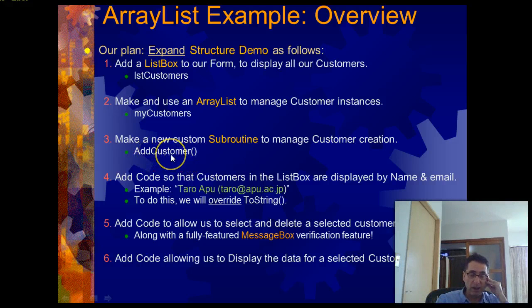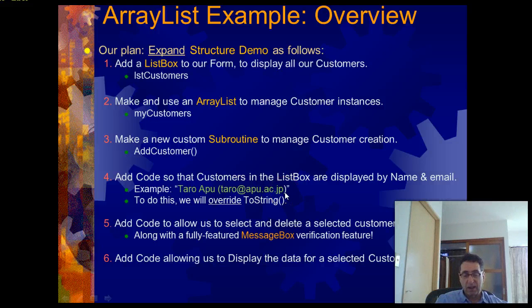We're going to create a new subroutine called add customer. And then we're going to call that function when we click a button, like the add button, for example. Add code so that customers in the list box are displayed by name and email. Of course, in the list box, you want to see the name of your customer, or the name and the email in this case, but you don't want to see some kind of strange display. You want to see something like this: Taro, APU, and the email.